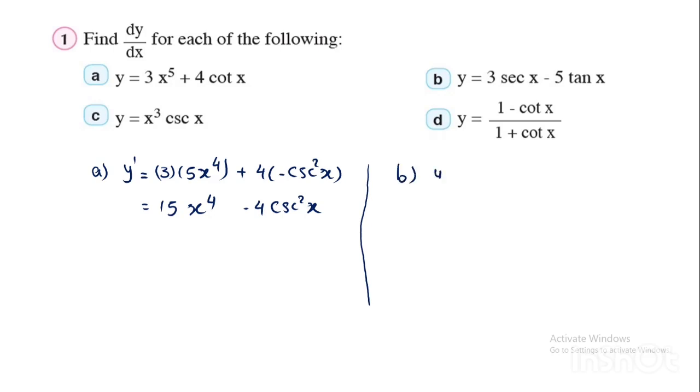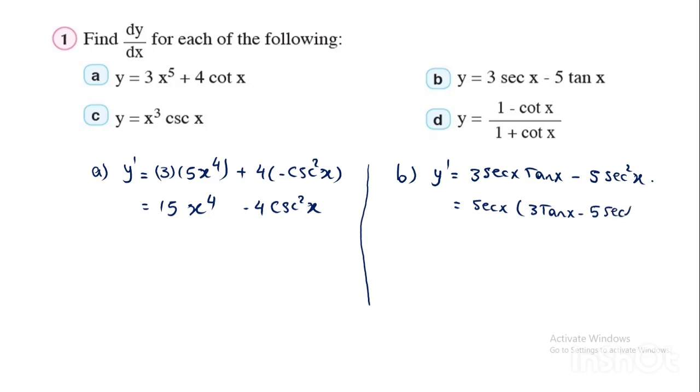The derivative of sec x is secant x tan x, and the derivative of tan is secant squared x. So we have 3 sec x tan x minus 5 secant squared x, and we can factor out sec x from both terms. So we end up with secant x times (3 tan x minus 5 secant x). This is done.